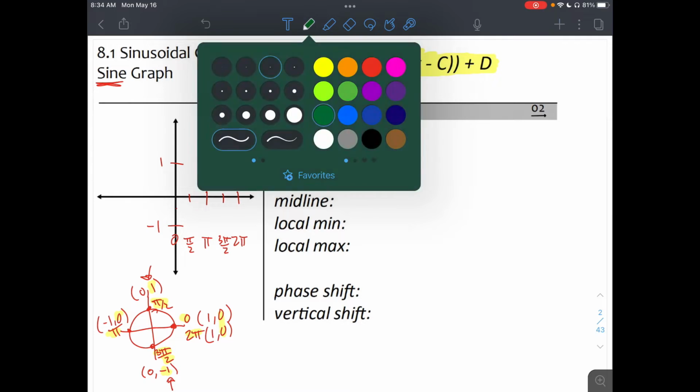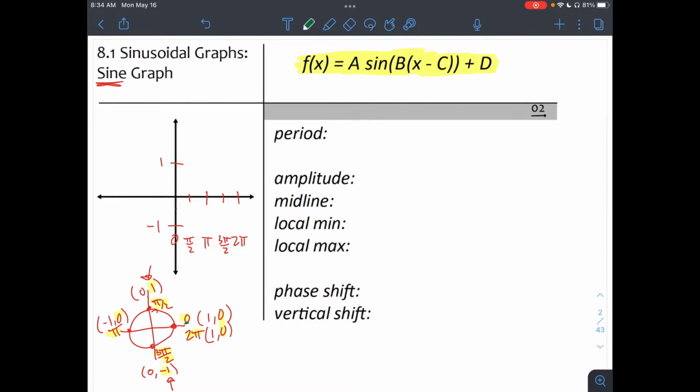And so when we plot these points, at 0 radians, there's a sine of 0. At pi over 2 radians, there's a sine of 1, so we'll plot that here. At pi radians, there's a sine of 0, so it comes back and crosses that axis again. At 3 pi over 2, there's a sine of -1, so it drops down to this minimum. And then back to 2 pi, it's at 0 again. So this right here represents the basic form of the sine graph.